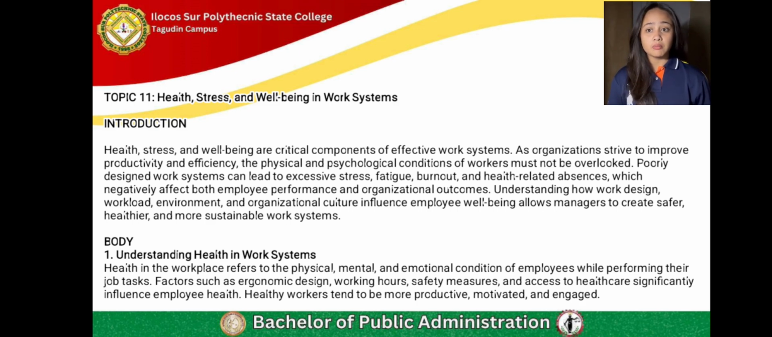So, what is meant by health, stress, and well-being in work systems? A work system refers to how work is organized, task schedules, tools, environment, leadership, and relationships at work. According to the World Health Organization and the International Labor Organization, workers' health and well-being are shaped not only by personal habits, but also by how the workplace is designed and managed. In simple terms, this topic explains how the way work is organized affects a worker's physical health, mental health, stress level, and overall quality of life.